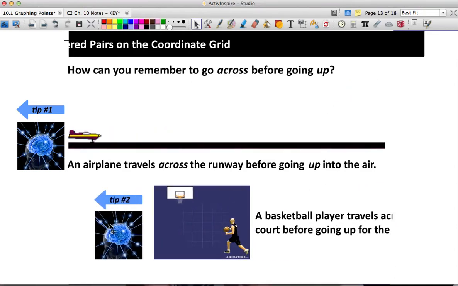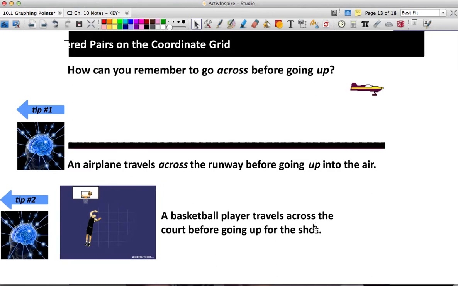Another way that you can look at it, okay, a basketball player has to travel across the court before he can go up for the shot.